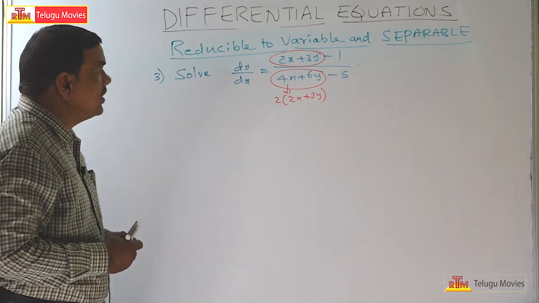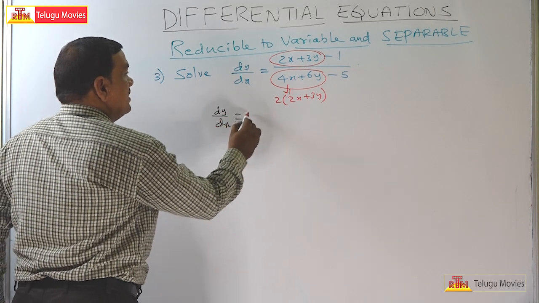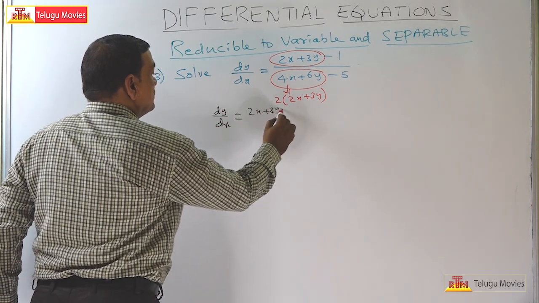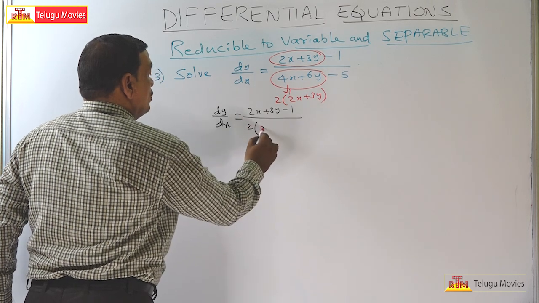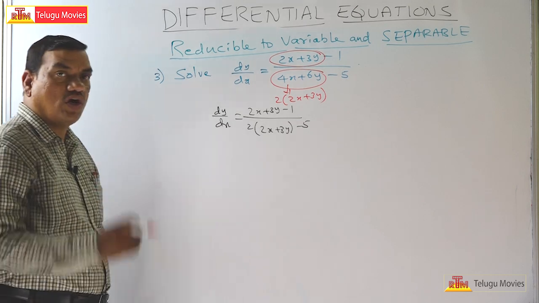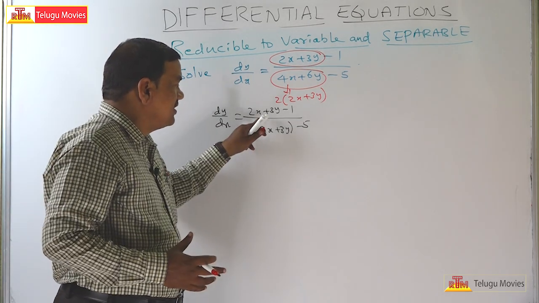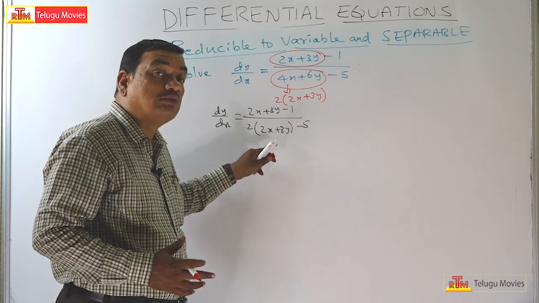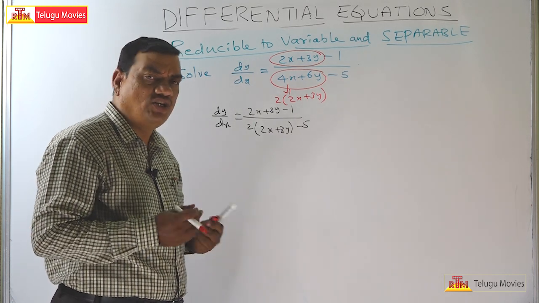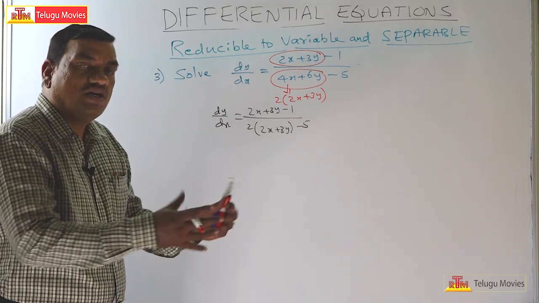That means you can write this expression as dy by dx is equal to (2x plus 3y minus 1) by 2 times (2x plus 3y minus 5). First thing you have to observe is whether there are any same expressions, like expressions, that we can get. Definitely, surely you will get them, right? Automatically, then we will go for the substitution method.